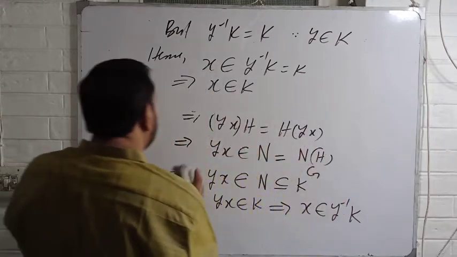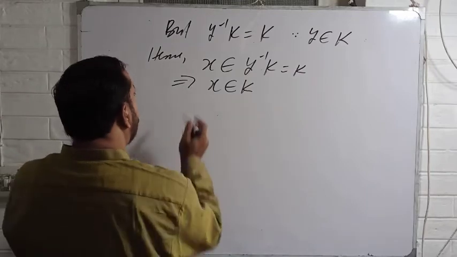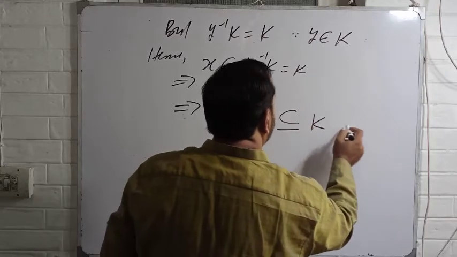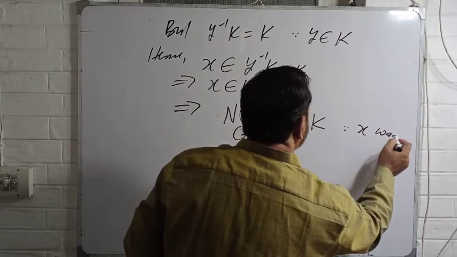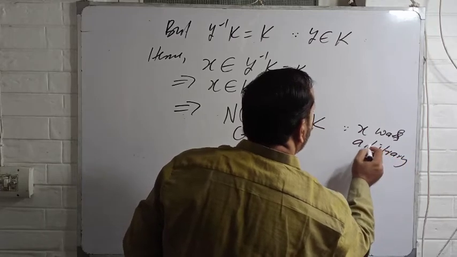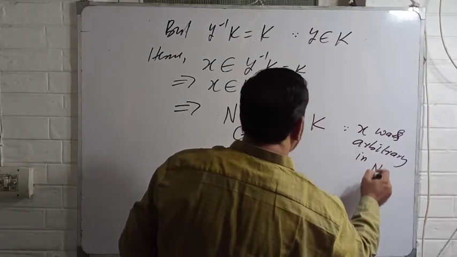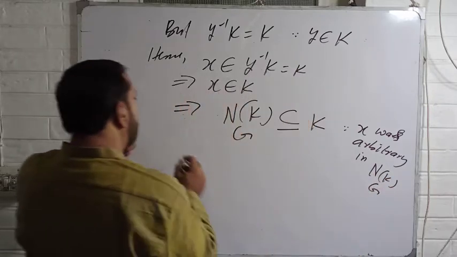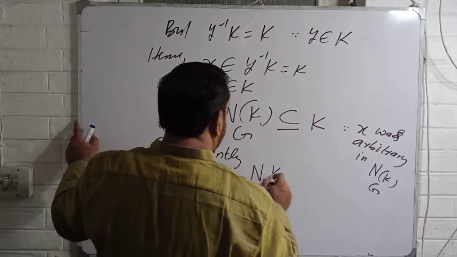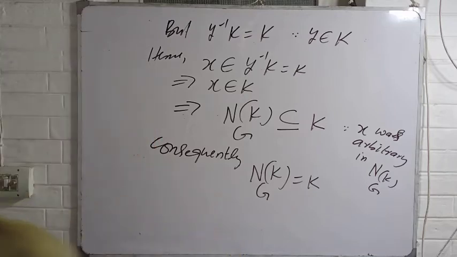This shows that the normalizer of K in G is contained in K, since x was arbitrary in N_G(K). Consequently, the normalizer of K in G is equal to K, right? It's a very simple proof.